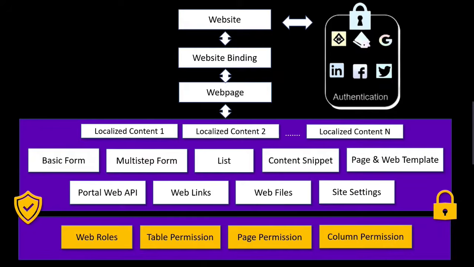Let's say I'm first installing a portal, and that actually creates a website in the Dataverse. That website is just a record in the Dataverse which holds all the information about the portal: the name of the portal, the domain that you are going to use, the URL of the portal, and what kind of language you are going to use with the portal. All this information you can find in the website record.